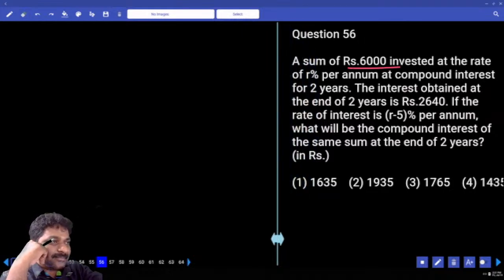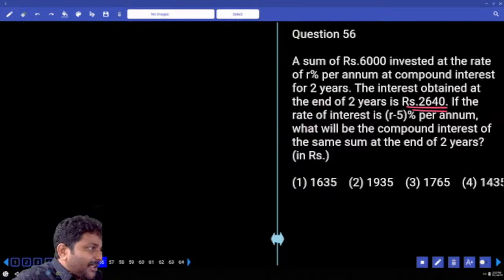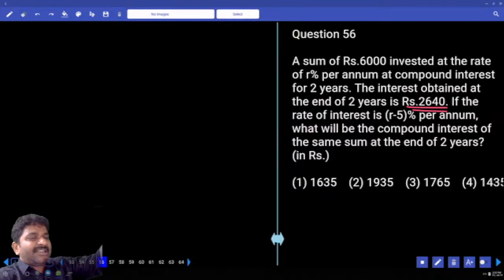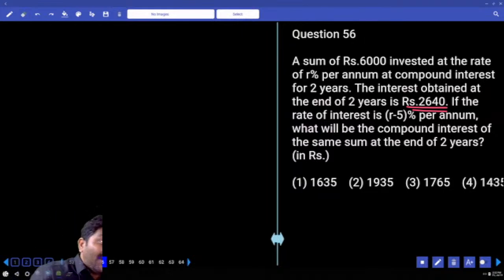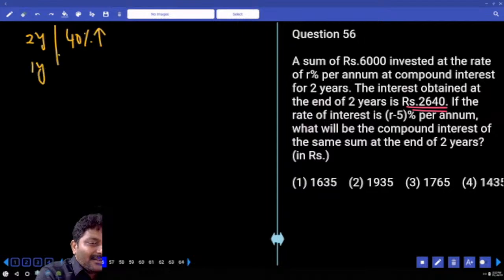10%. Come on. What interest are we getting? 2,640. Correct? In 2,640, approximately how many 600s are there? That means it is more than 40% only. More than 40%. For how many years? For 2 years, if it is more than 40%, per year you can take exactly 20%.